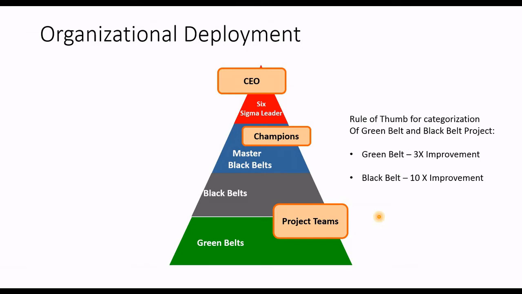Now before that, you might be wondering, there are two types of projects. One is a green belt project, one is a black belt project. We have just seen how to select a Six Sigma project, but we have not seen how to discriminate between a green belt project and a black belt project. So this is just a rule of thumb of categorization of green belt and black belt projects that we have been telling organizations to implement.